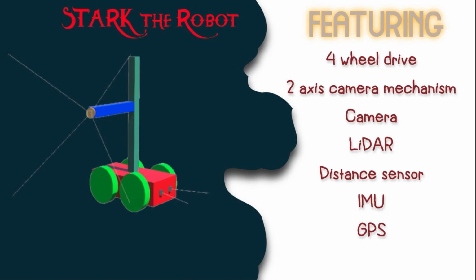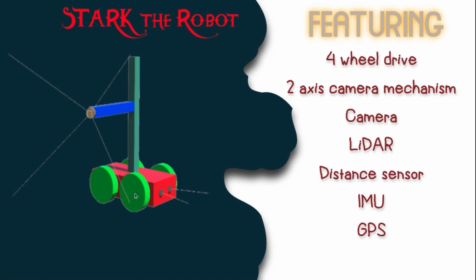So first of all, it has four-wheel drive. The robot has a two-axis camera mechanism, where this blue link goes up and down, and this yellow cylinder goes sideways. The robot also has a camera. So you can see here at the tip of the cylinder, there is a camera, and you can see a frustum of cone projecting out as the camera image.